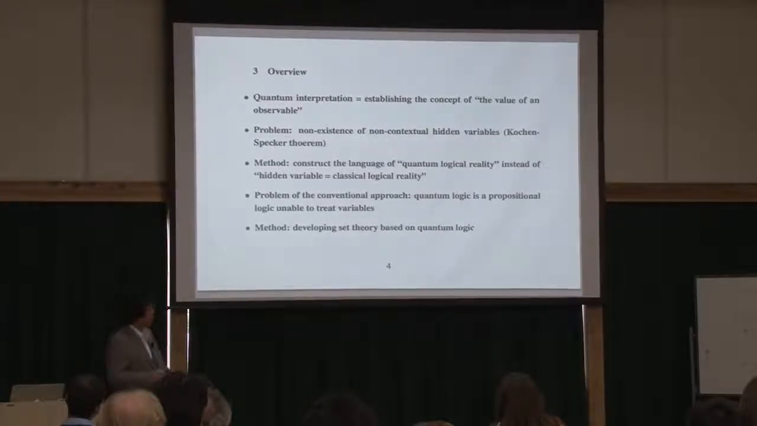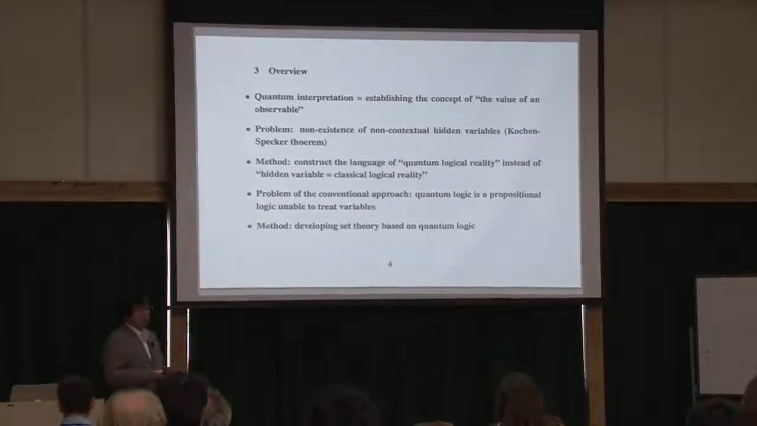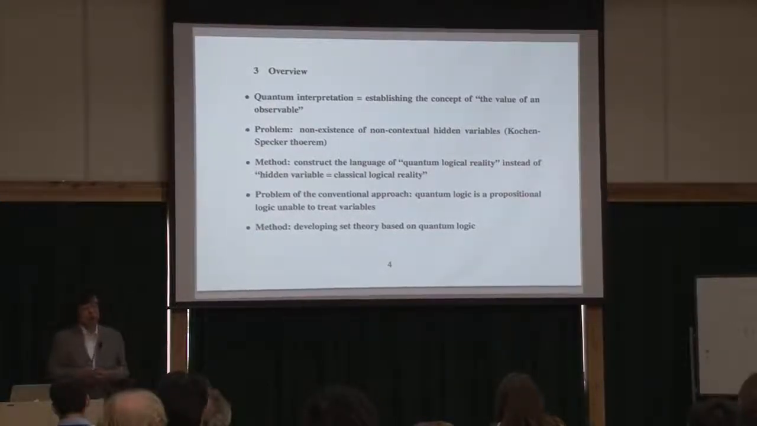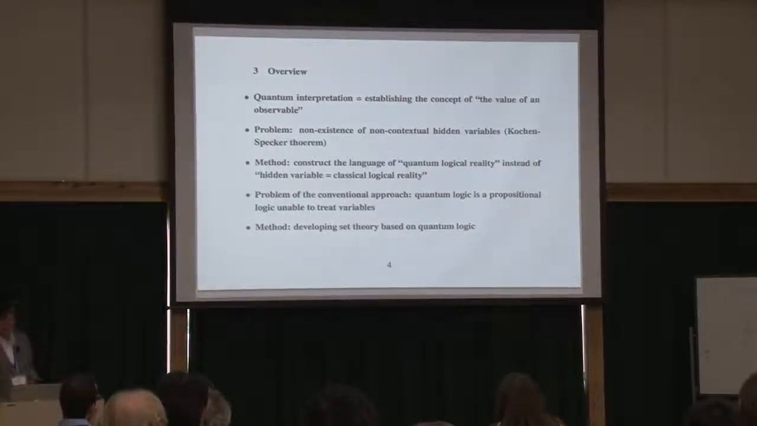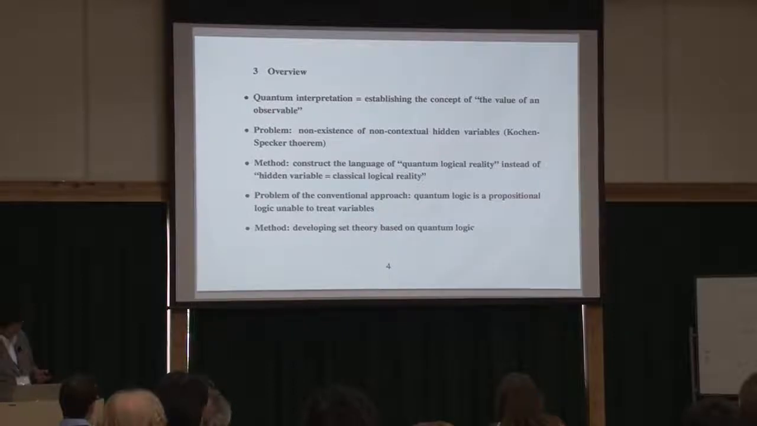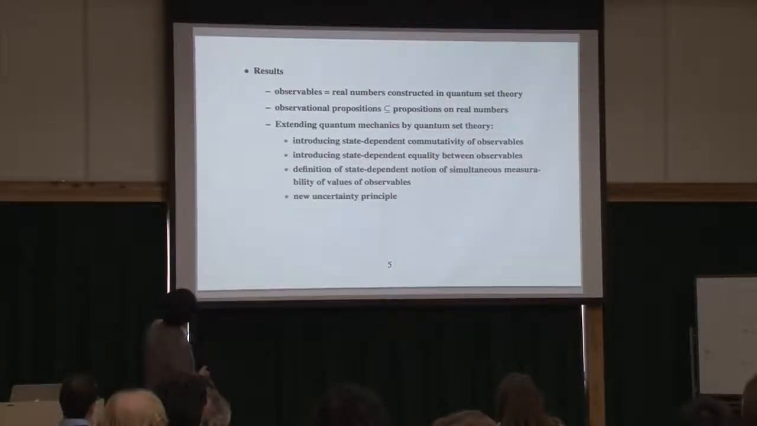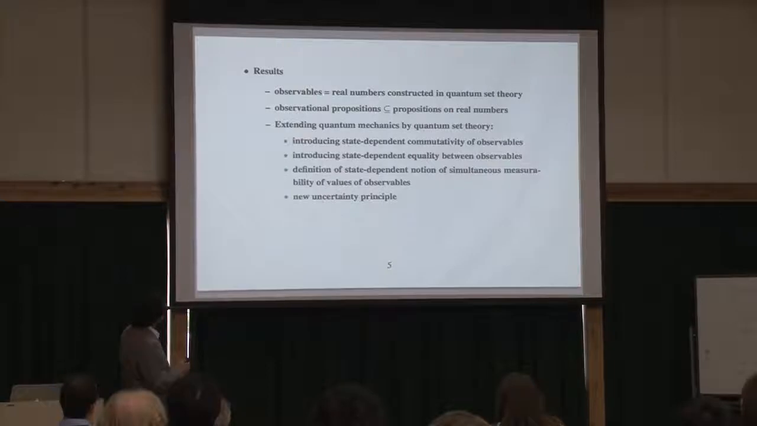And then if you are given a state of the system, this projection gives you the probability of this statement. So we have a very, very rich structure for interpreting the quantum structure. Here we would like to talk about the four results. In quantum theory, observables are equal to real numbers constructed in quantum theory.